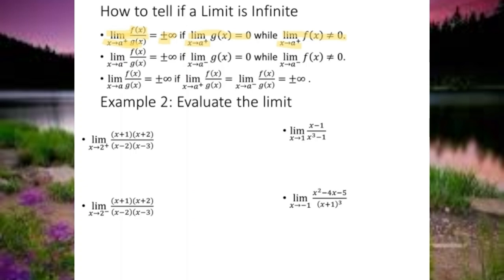And the same thing goes for the left-hand limits. The limit as x approaches a from the left of f of x over g of x will equal positive or negative infinity if the limit as x approaches a from the left of g of x equals 0, while f of x does not approach 0.